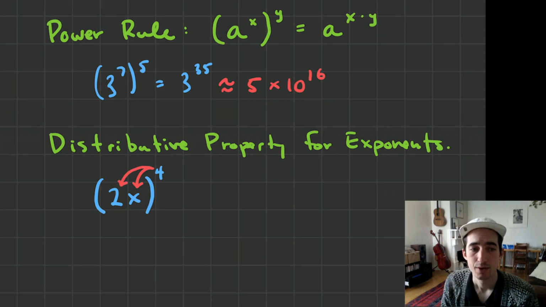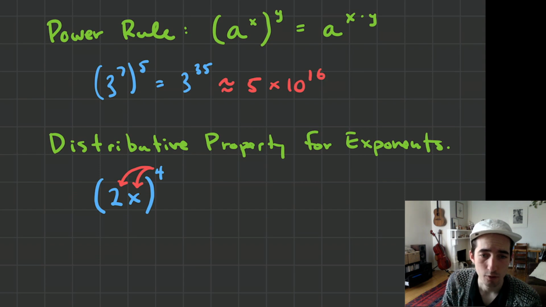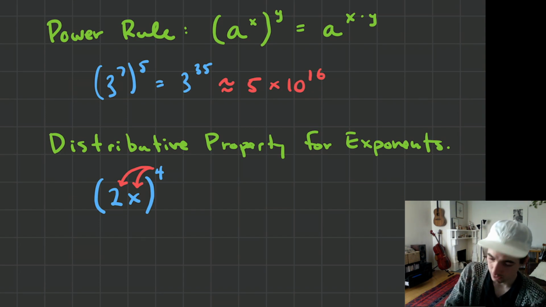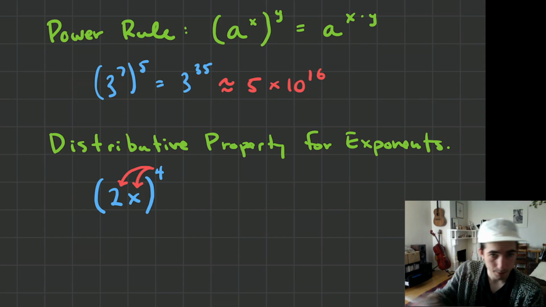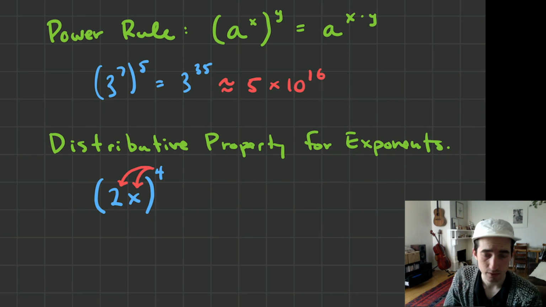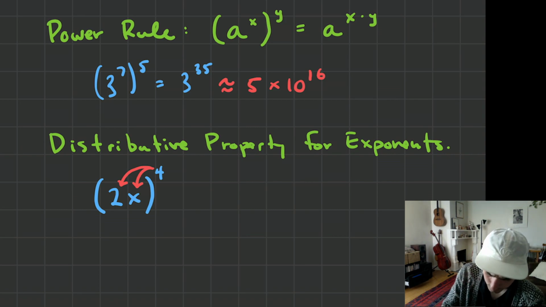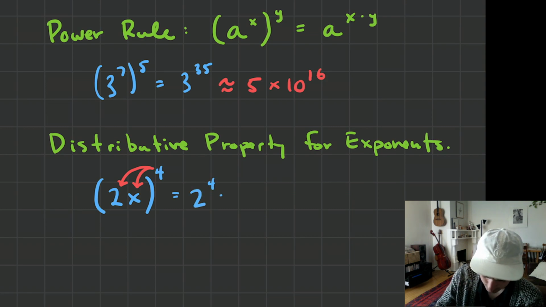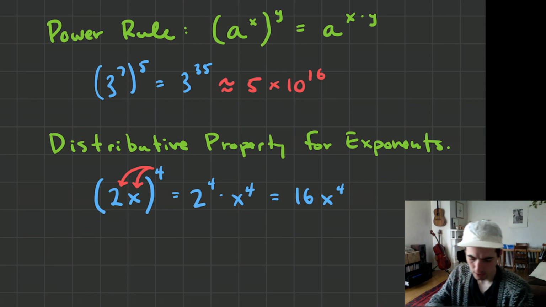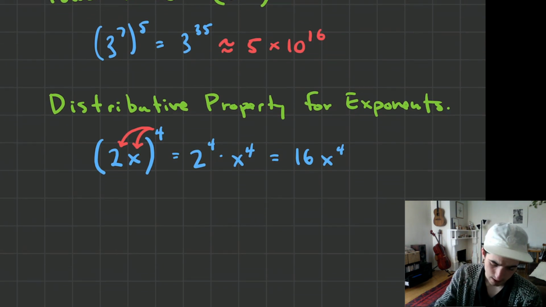Keep in mind, exponents do not distribute over addition, right? If you have a sum inside of these, we've seen what happens when you have a sum taken to a power, and you don't just copy the exponent down. This only works for multiplication. So this would be 2 to the power of 4 times x to the power of 4, which happens to be equal to 16 times x to the 4.